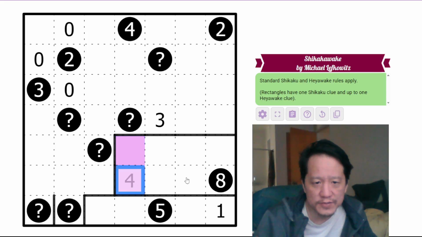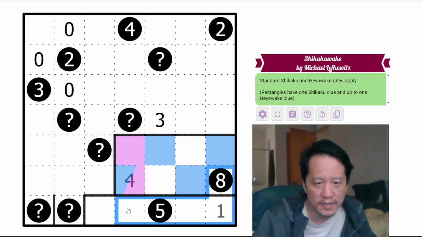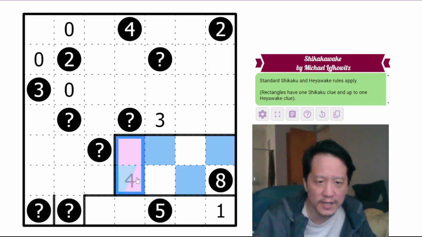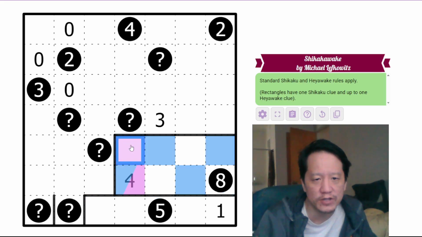Or what happens if it's this way? If it's that, that, that, and that, this has to exit out, but then that would force this not. Okay, so if it's part of this rectangle, the shading has to be like that.